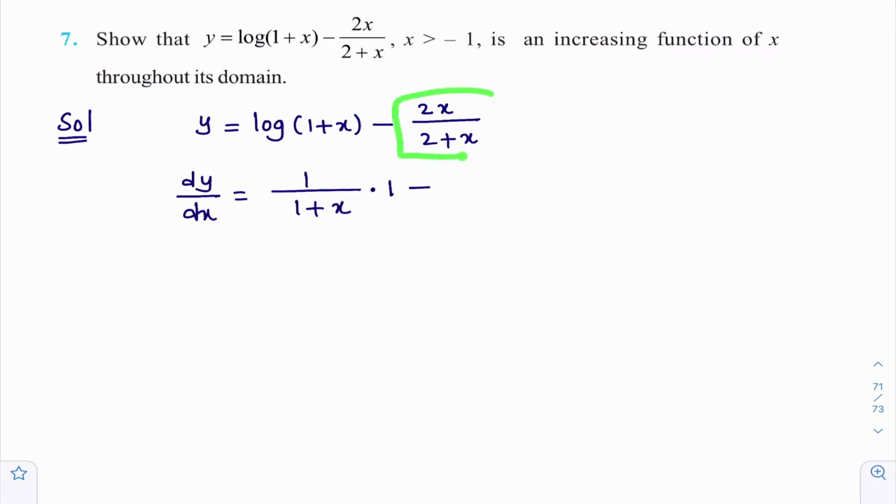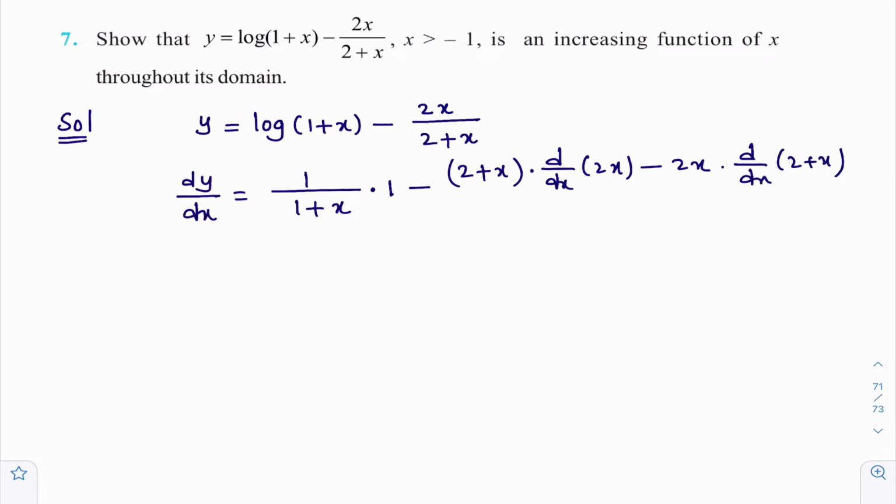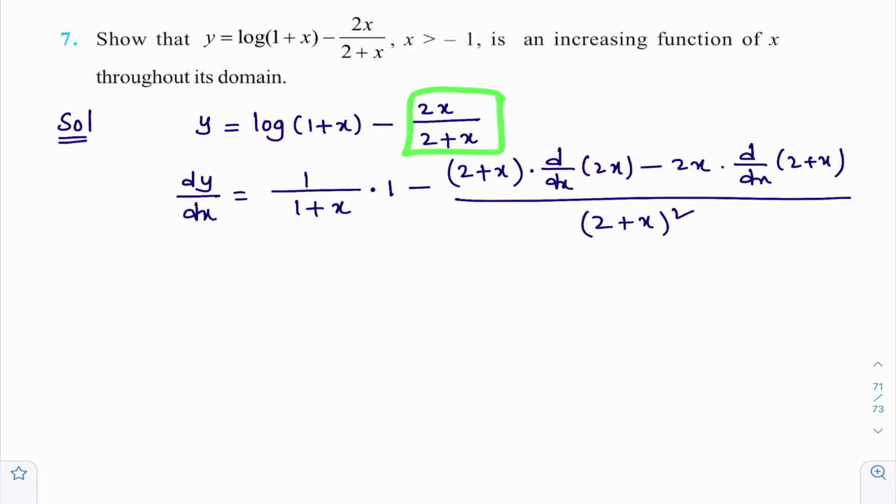Now you differentiate this part. This is like u by v. So to differentiate this, I'll use the quotient rule, d by dx of u by v. What is that formula? v, that is 2 plus x, into the derivative of u, d by dx of 2x, minus u, that is 2x, into d by dx of v, that is 2 plus x, divided by v square. v square is 2 plus x whole square. I just applied the quotient rule to differentiate this.